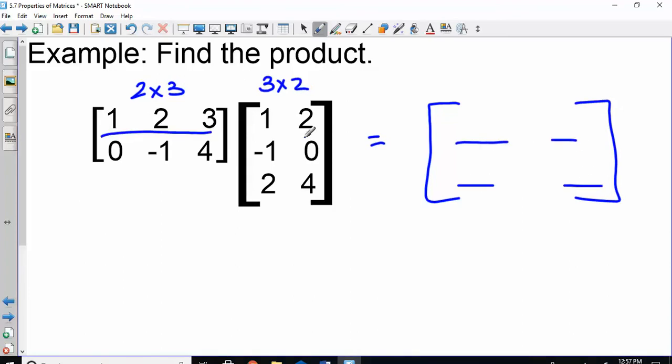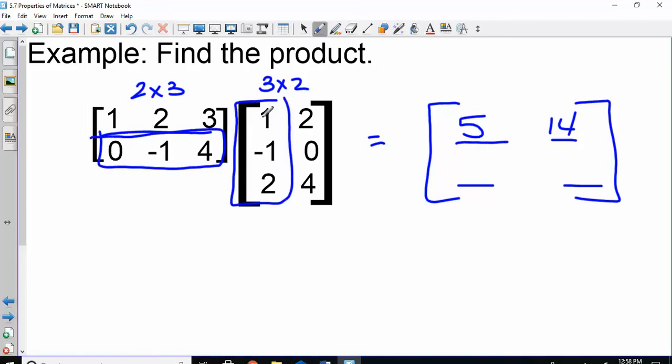Okay, so row 1 times column 1, you get 1 plus negative 2 plus 6, which gives us a 5. Row 1, column 2, so you get 2 plus 0 plus 12, which is 14. Row 2, column 1, so row 2 times column 1, you get 0 plus 1 plus 8, which is 9. And row 2, column 2, you get 0 plus 0 plus 16, which is 16. Do we get that one?